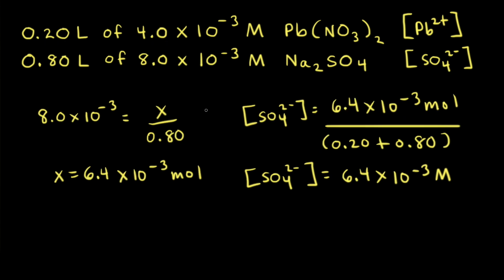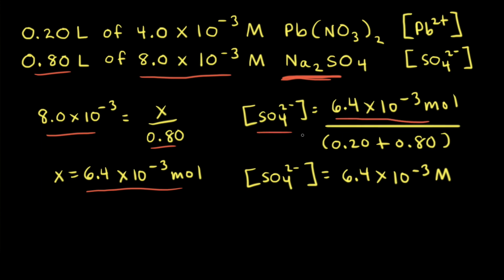We can do the same type of calculation to find the concentration of sulfate ions after the two solutions have been mixed. So we take the concentration of the original solution of sodium sulfate and plug that into the molarity equation, plug in the volume, solve for x, and 6.4 times 10 to the negative third moles is how many moles of sodium sulfate there are. That's also how many moles of sulfate ions there are, so we plug in that number into the concentration for sulfate, and once again, since we're adding the two solutions together, we divide that by the total volume to get a concentration of sulfate ions of 6.4 times 10 to the negative third molar.